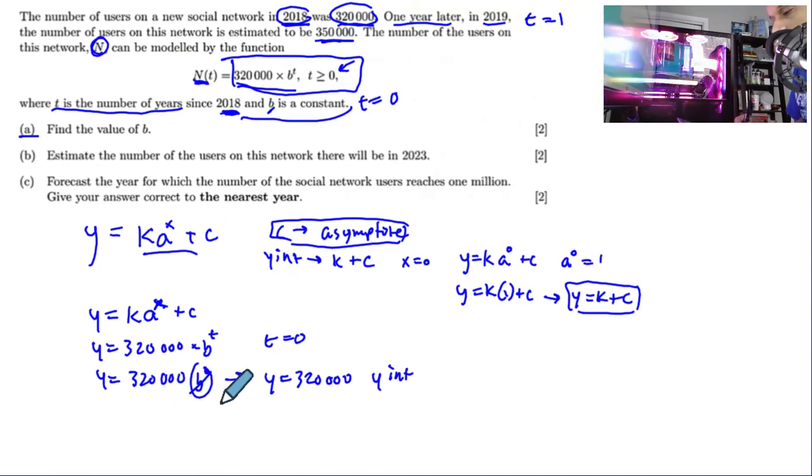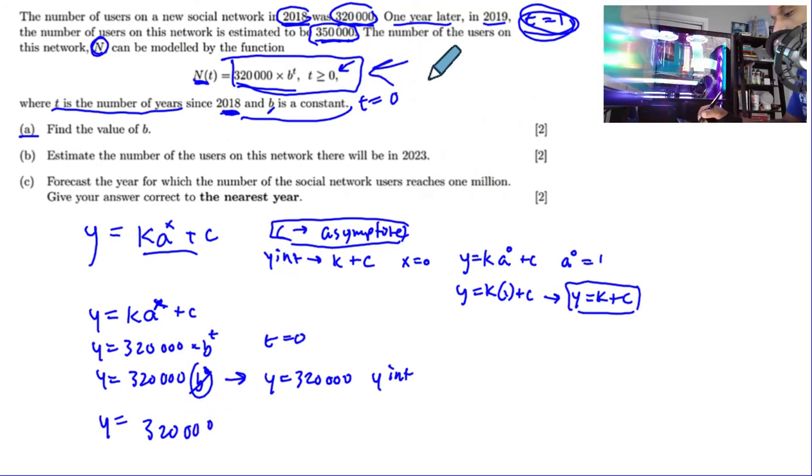Let's do it without 0 for t. Do we have another value? We do. Look at that. t equals 1. We know we have 350,000 users. So let's try that. Again, I'm just using this equation right here. And then it says, let's do it when t equals 1. B to the first power.